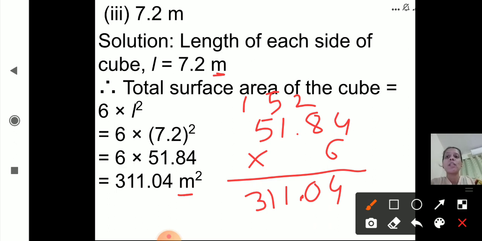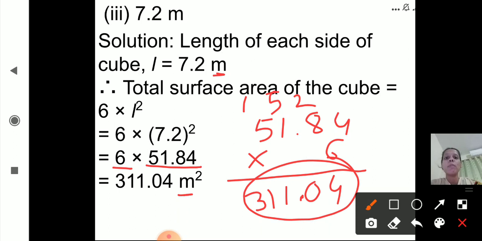Okay. So what is the total surface area of the cube whose side is 7.2 meter? The total surface area is 311.04 meter square. Okay, side of cube is given. We will find out total surface area by using the formula 6 into L square, 6 into side square. Now put the value, 6 multiplied by L is what? 7.2. So 7.2 square is 51.84. And 6 multiplied by 51.84 is 311.04 meter square.